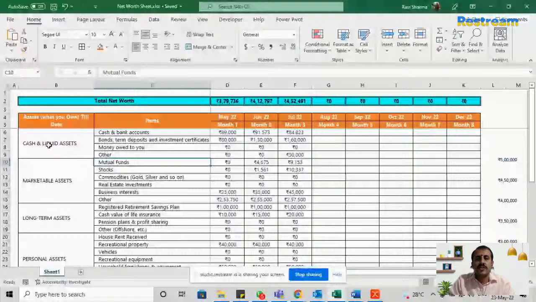I'll be attaching this sheet in the description section so that you can use it whenever you want. So try to use this sheet. This will give you an entirely different feeling of where your personal financial situation is. And if you are tracking it on a monthly basis, I guarantee you will be able to define your personal finance in a simple but very effective way, right?